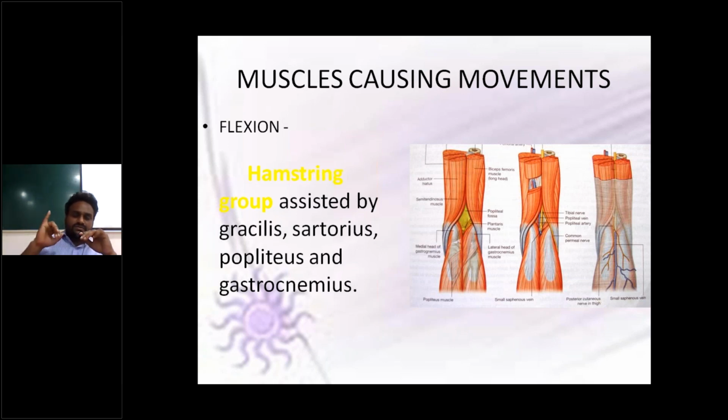Sartorius, popliteus, gastrocnemius. That is wrong. Semimembranosus, semitendinosus, then adductor magnus, biceps femoris. These are the only 4 muscles. What are the 4 muscles? Semimembranosus, semitendinosus, adductor magnus, and biceps femoris. In this picture, you see these are the muscles of the back of the thigh, and these muscles are called hamstring muscles. So hamstring muscles are the flexors of the knee joint, and are also assisted by other muscles.